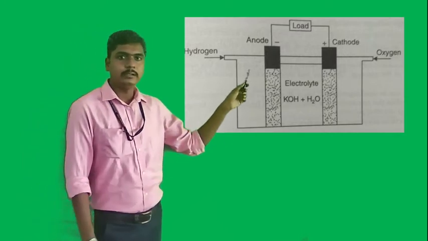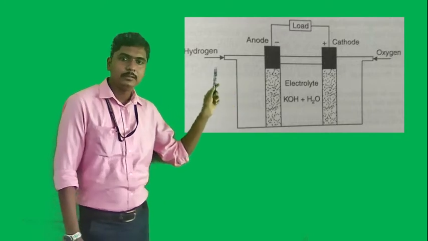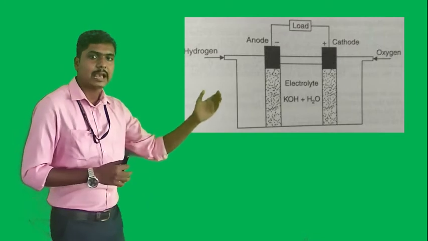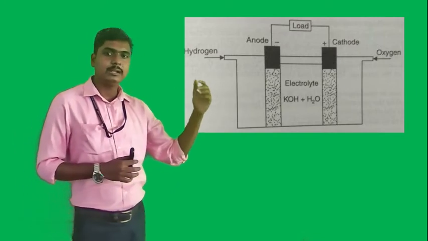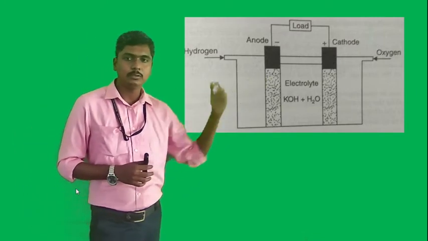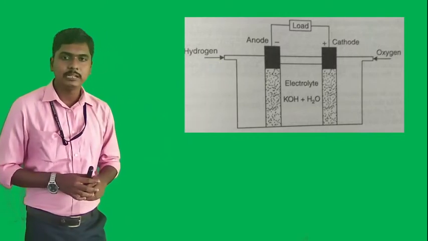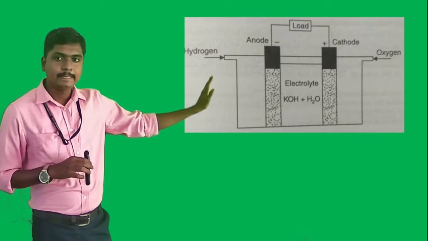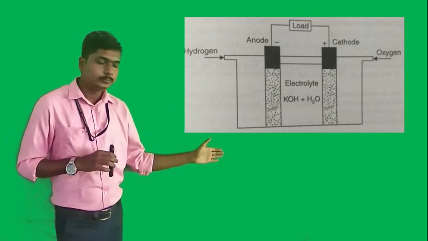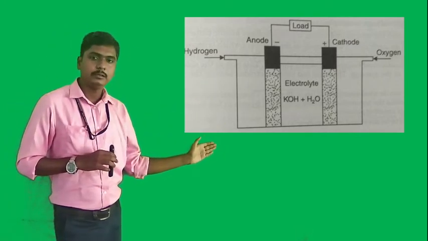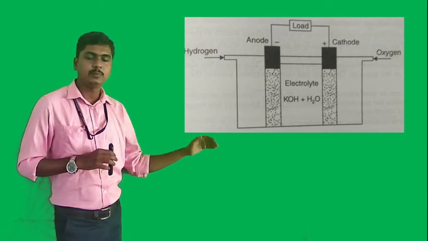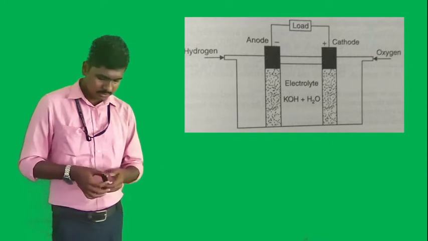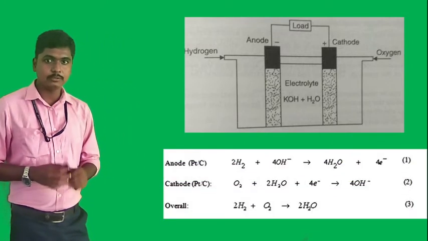Now I will show you how the chemical reaction takes place at anode and how the chemical reaction will take place at cathode and how we are getting electricity. So what you have to do is you have to analyze the diagram, clear, and you have to remember the reactions that will take place at anode and cathode. So I will show you the reaction also.